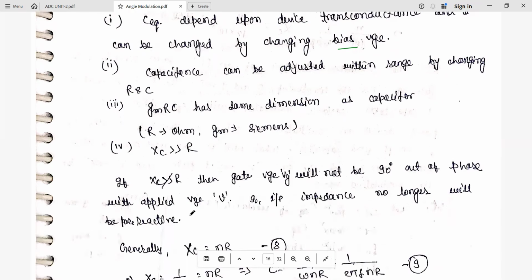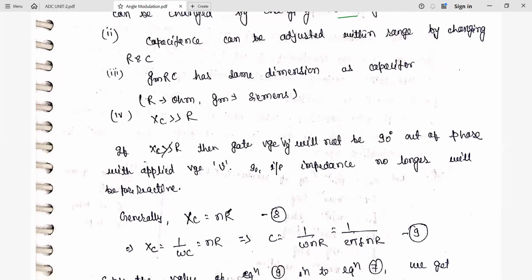And XC, the reactance of the capacitor, should be much greater than R. If this is not happening, that is, if the reactance of the capacitor is not greater than R, then the gate voltage will not be 90 degrees out of phase with the applied voltage.